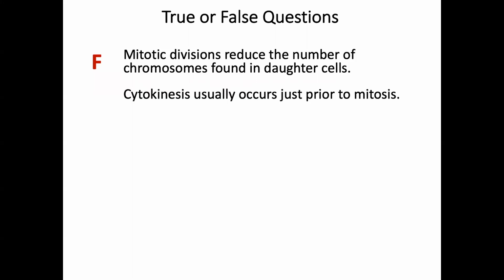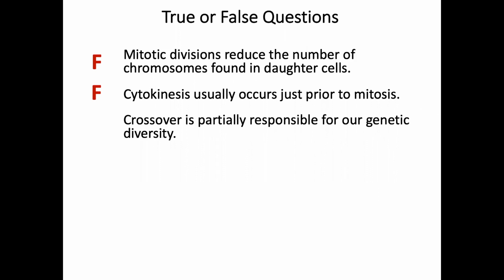The second one, cytokinesis usually occurs just prior to mitosis. Is this true or false? So it's also false because cytokinesis separates the cells into two daughter cells. So it happens right after mitosis. Okay, the third one, crossover is partially responsible for our genetic diversity. Is that correct? So the answer is true. Indeed, crossover exchanges genetic material and generates genetic diversity.